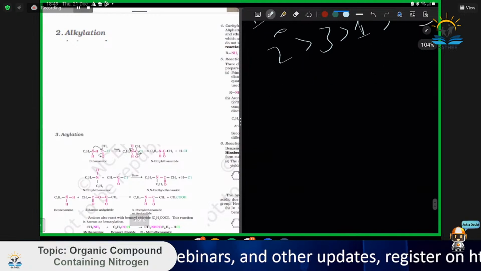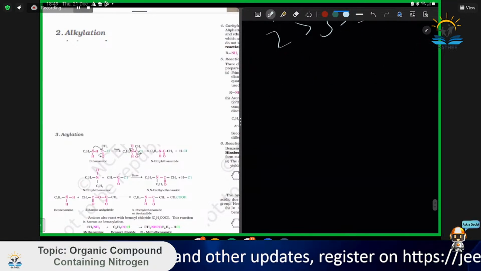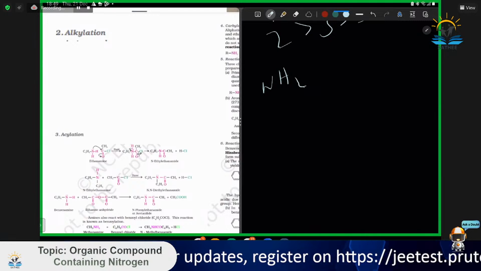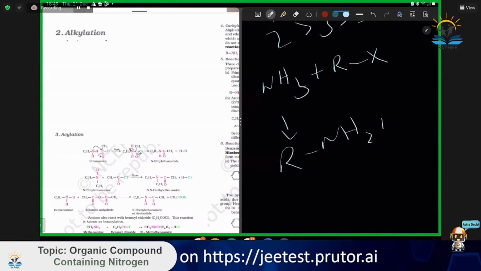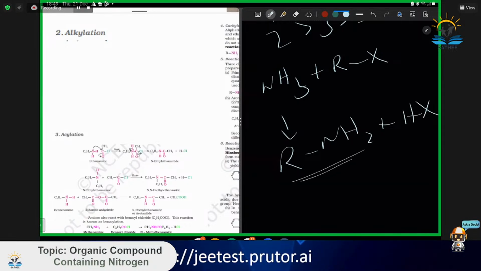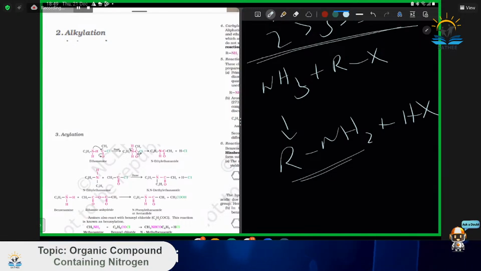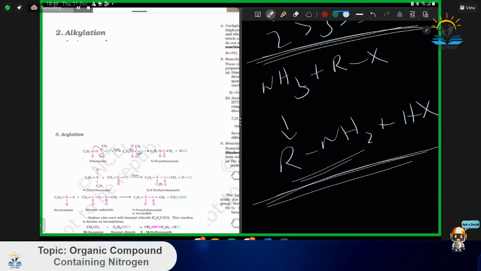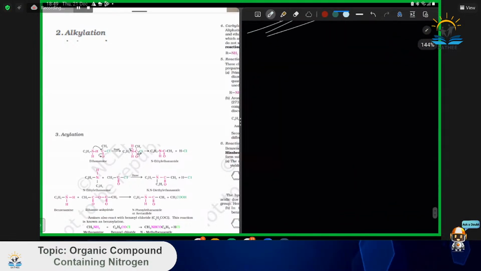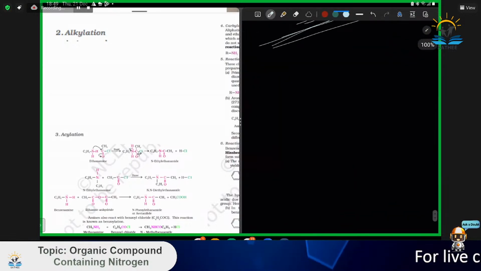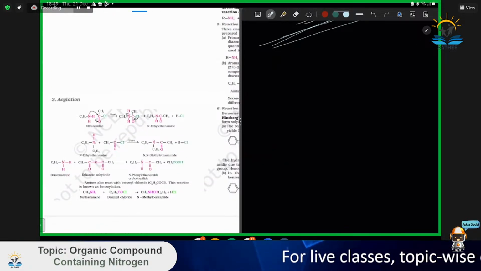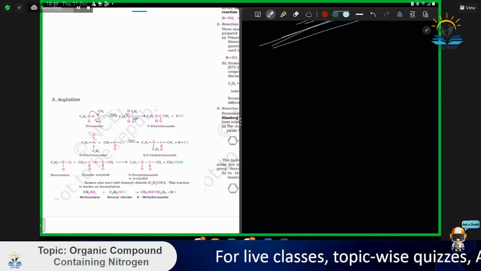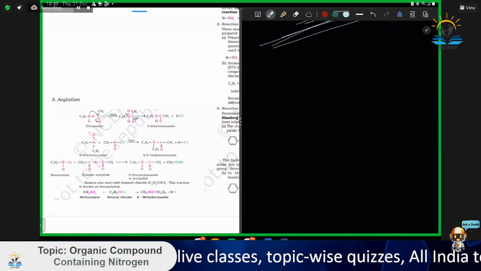Alkylation is an already covered reaction. Next, RNH2 plus alkyl halide, this reaction is alkylation. Acylation is like that: RNH2, you're gonna add RCOCl, and up there you're gonna have this.